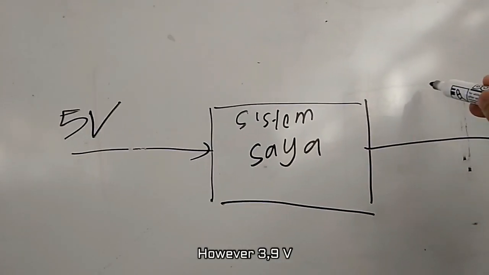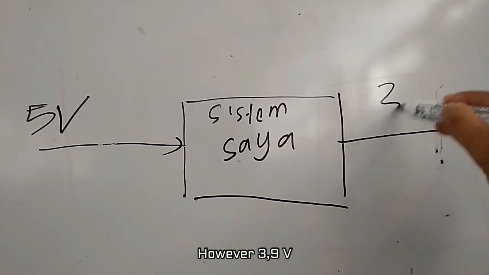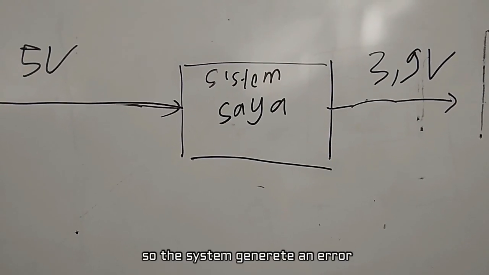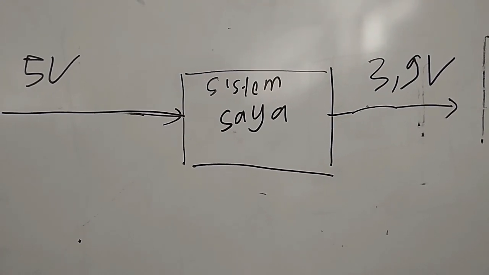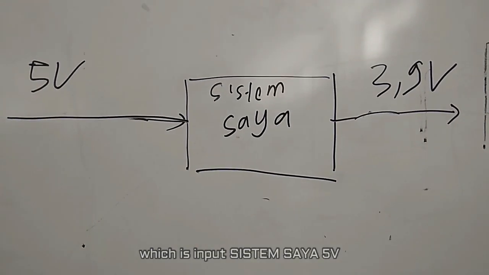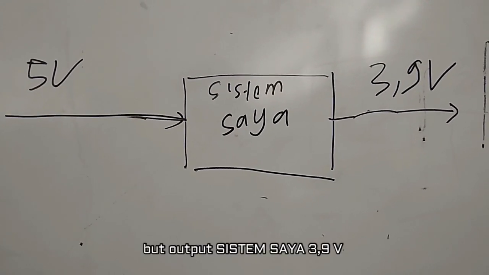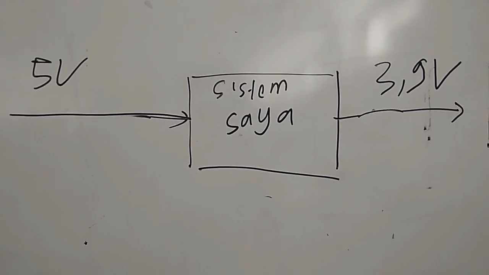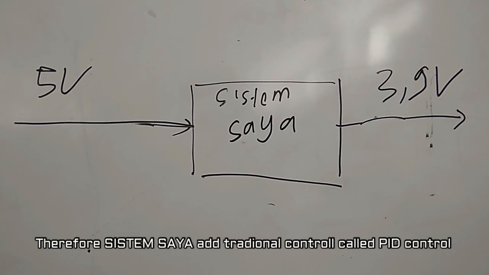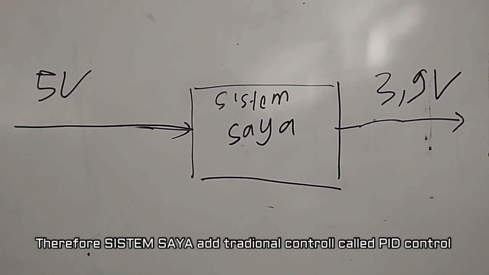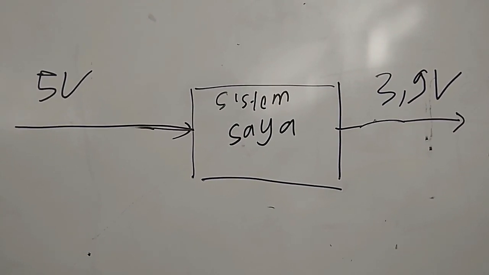However, it is 3.9 volts. So the system generates an error, which is: input of system saya 5 volts, but output of system saya 3.9 volts. Therefore, system saya needs a traditional control called PID control.